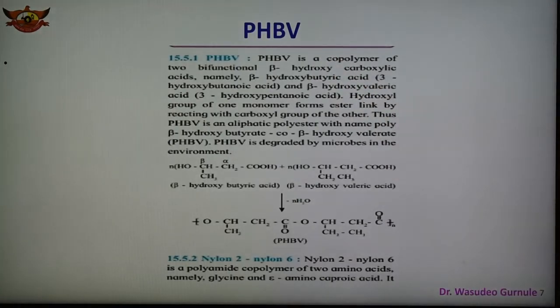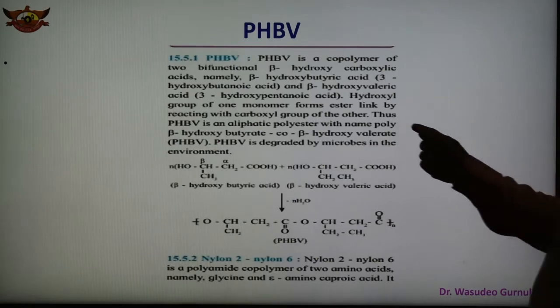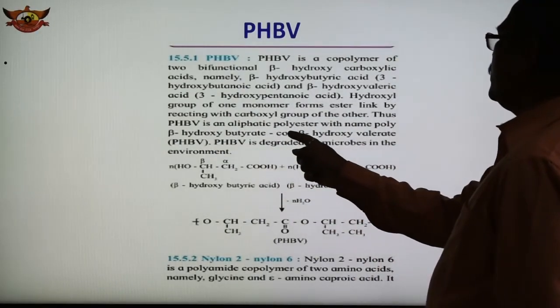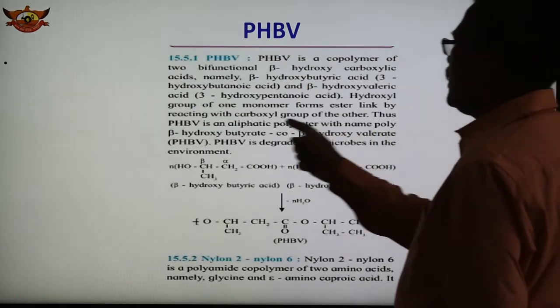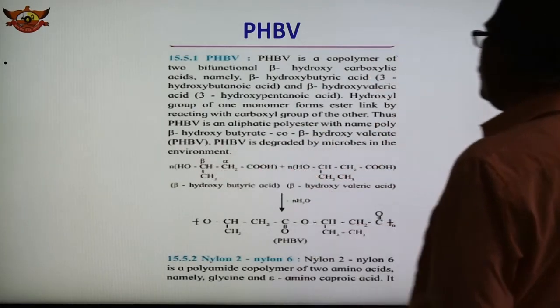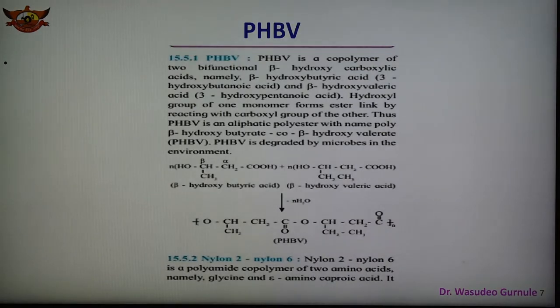The hydroxyl group present in one monomer forms an ester link by reacting with the carboxyl group of the other monomer. Therefore, PHBV is an aliphatic polyester. As we have seen, aliphatic polyester is an example of a biodegradable polymer. So this compound PHBV is an aliphatic polyester, and its name is poly beta hydroxy butyrate co beta hydroxy valerate. In short we call it PHBV, and PHBV is degraded by microbes in the environment. So this is a biodegradable polymer.